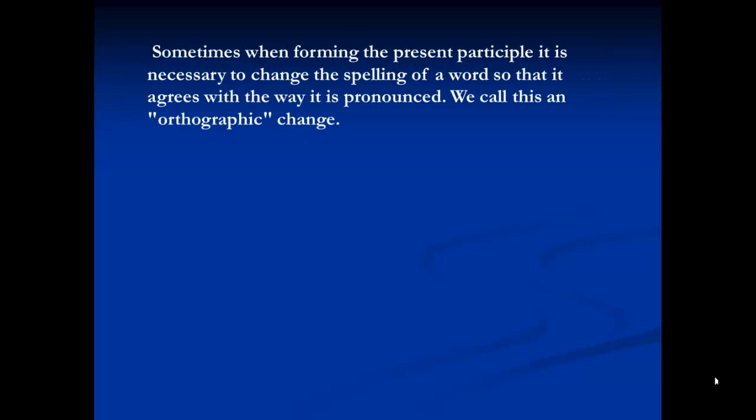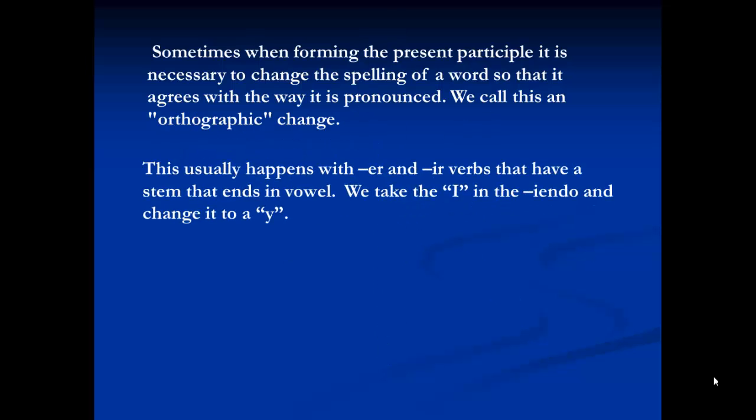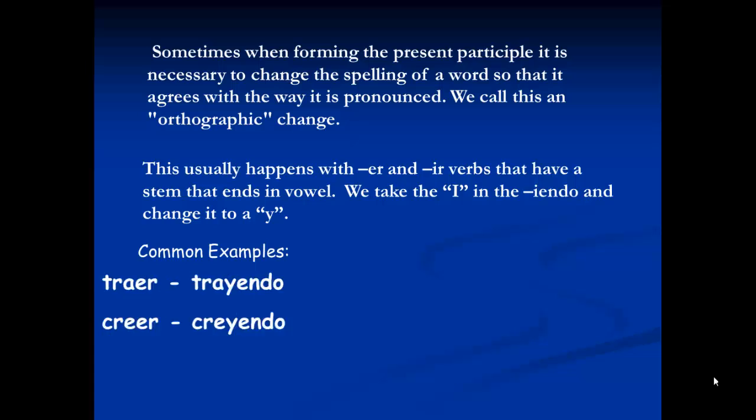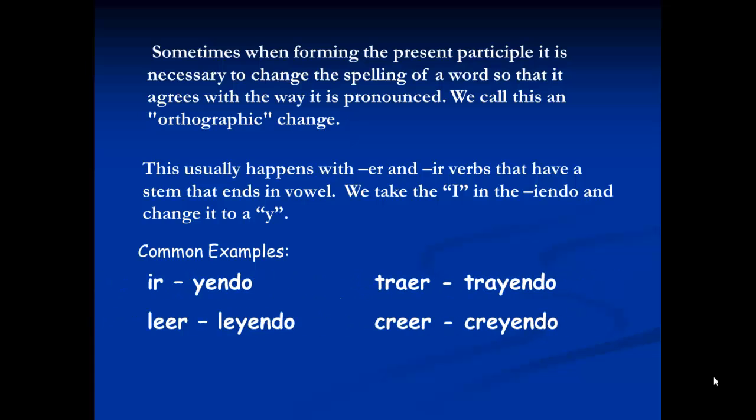Sometimes, when you're forming the present participle, it's necessary to make what's called an orthographic change, which is a spelling change, so that it agrees with the way it's pronounced. This happens with ER and IR verbs when the stem ends in a vowel. So we'll end up taking the I in the yendo form and we change it to a Y. So if we have ir, it becomes yendo.